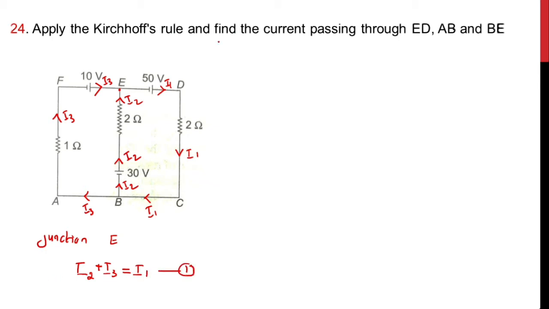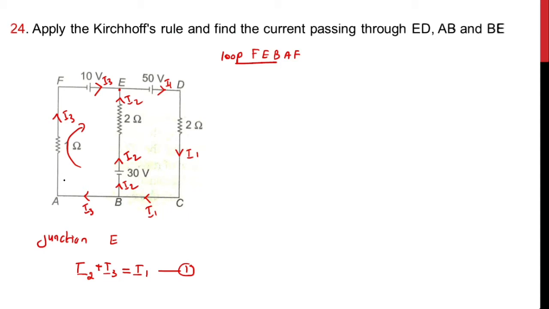Now look at each loop. Let's take the first loop, FEBAF. That means this loop. We can consider this loop. So now let's use the loop rule and write the equation. We are considering clockwise here, so we can start from the point A.